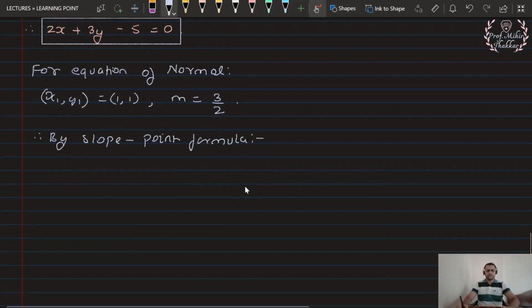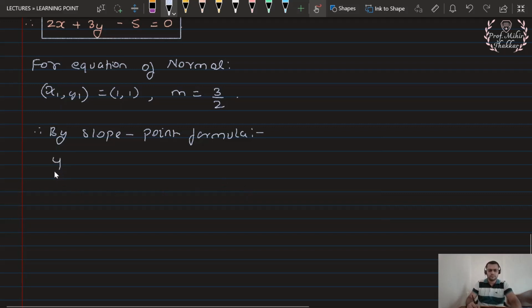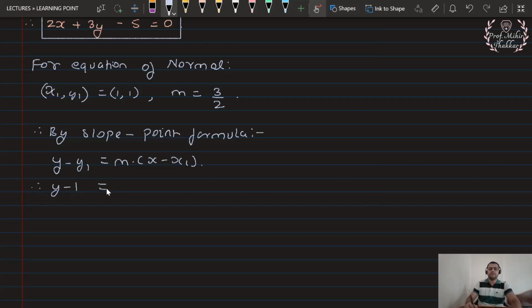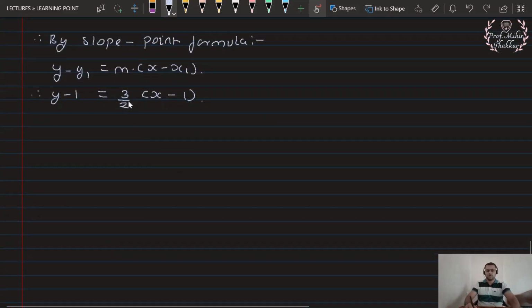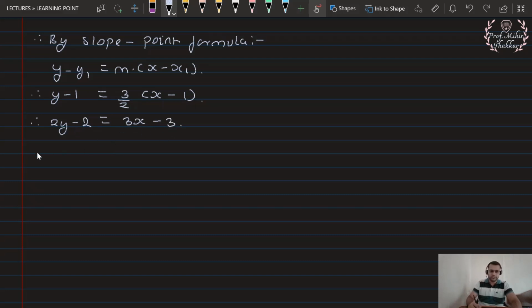By the slope point formula, y minus y1 is equal to m into x minus x1. Therefore y minus 1 is equal to m is 3 by 2 multiplied by x minus 1. Cross multiply this 2 on the opposite side. 2y minus 2 is equal to 3x minus 3.